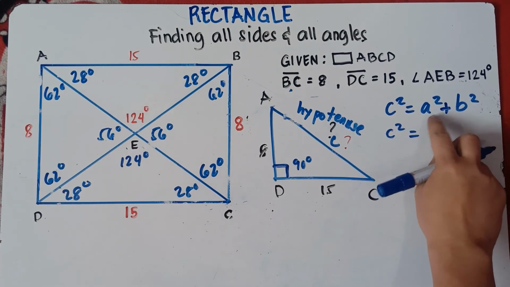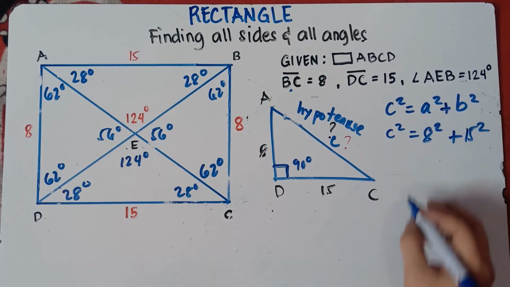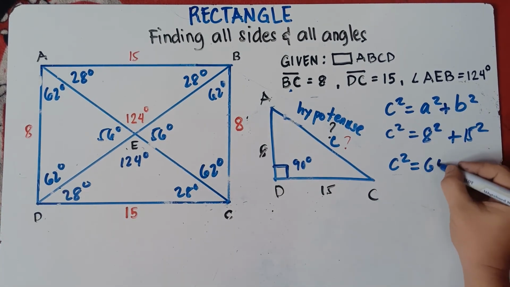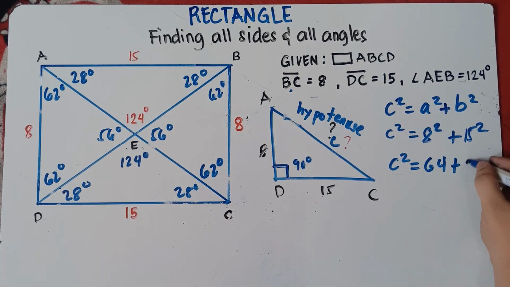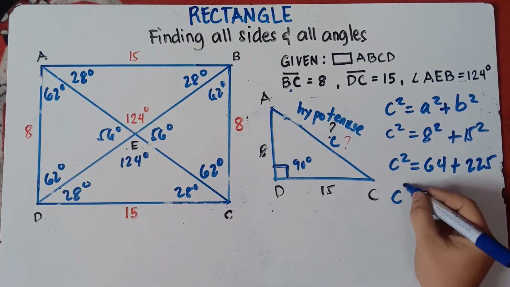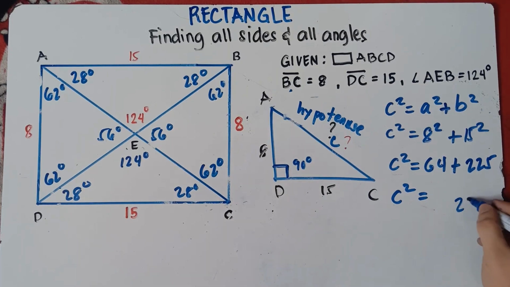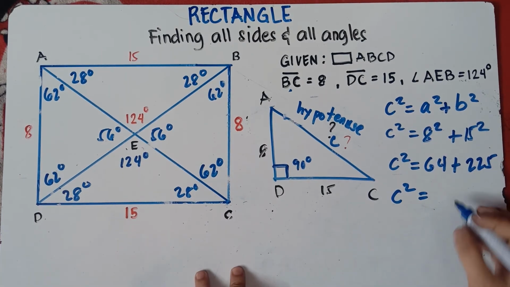So let's have 8 for our A. So 8 squared plus 15 squared. So C squared equals 8 squared. That is 8 times 8, that is 64. Plus 15 squared. That is 15 times 15. That's 225. So C squared equals, okay, let's add this up. 225 plus 64. 5 plus 4 is 9. 2 plus 6 is 8. Okay, bring down the 2. 289.